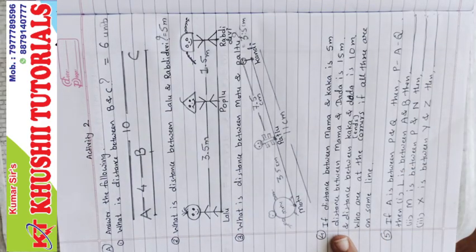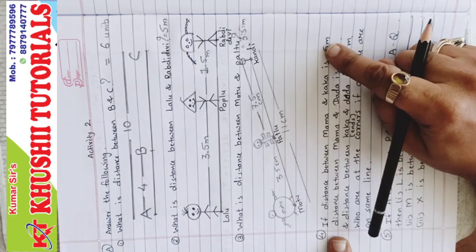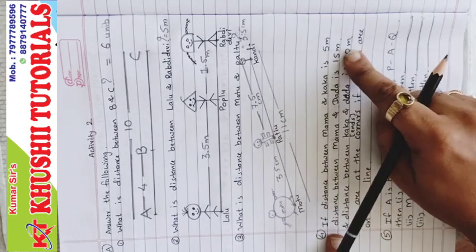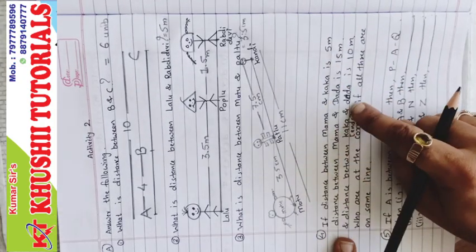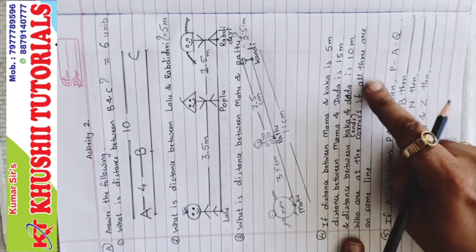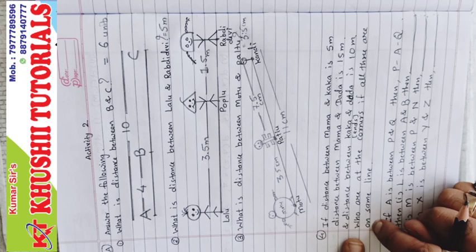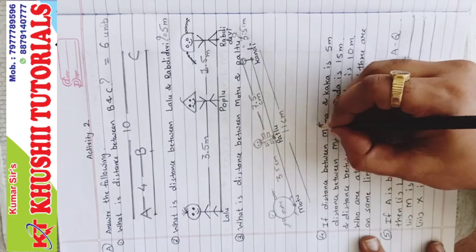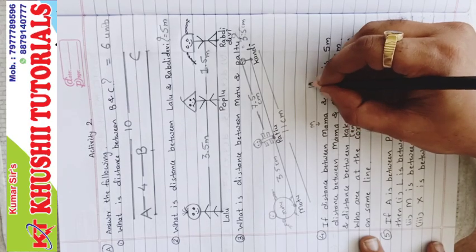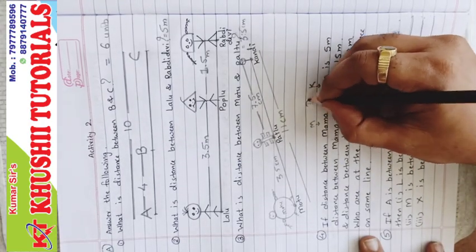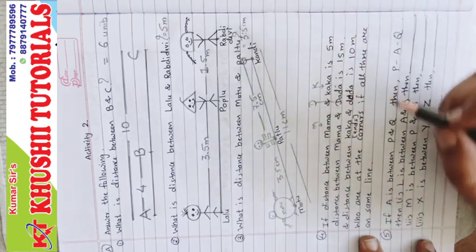The next: the distance between Mama and Kaka is 5. The distance between Mama and Dada is 15. The distance between Kaka and Dada is 10. If all three are on the same line, who are at the corner? So Mama we will assume as M, Kaka as K, and Dada as D.